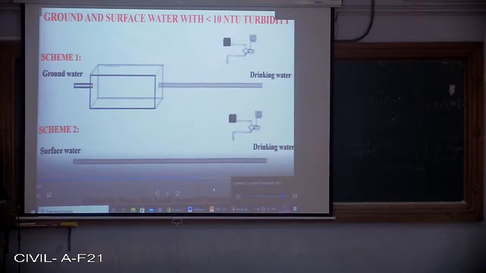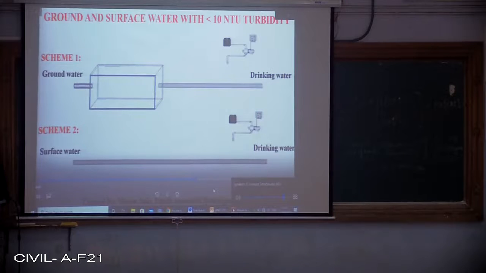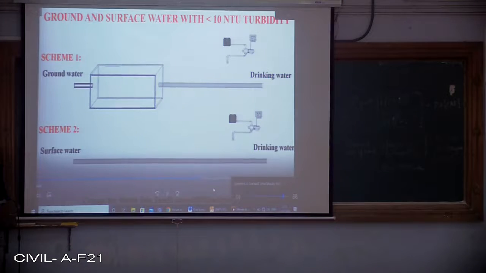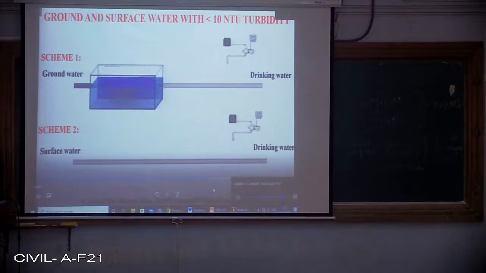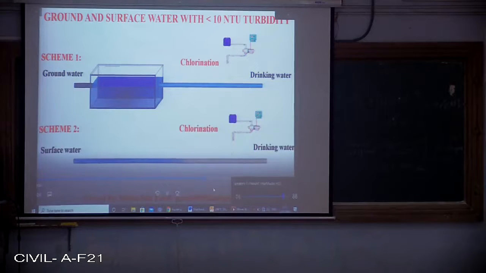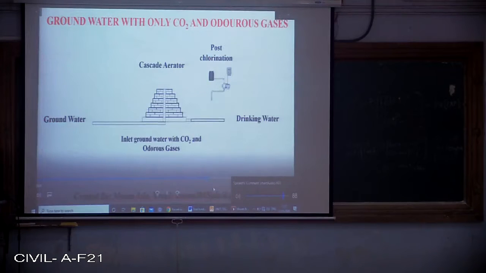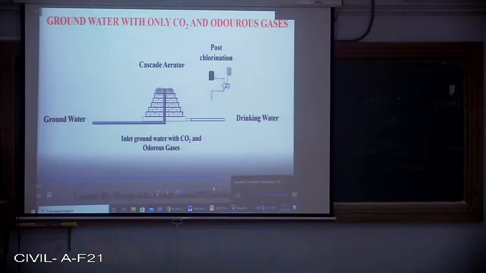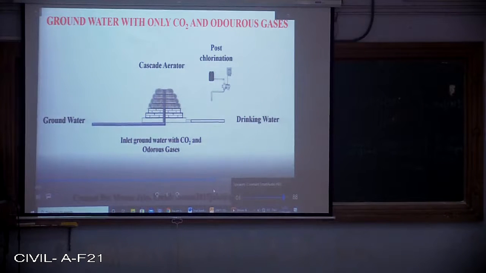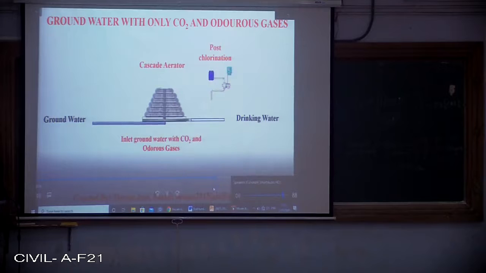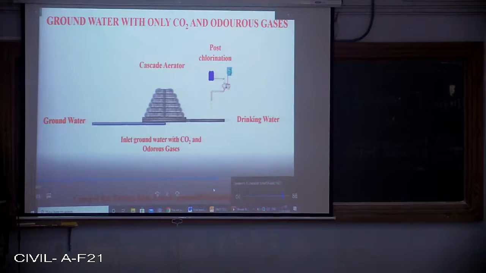Thus, this is our first case, where groundwater and surface water with storage are well protected. Here, the water has turbidity below 10 NTU and is free from odor and color. Then we can implement only plain disinfection by chlorination before supply, as shown in schemes 1 and 2. In another case, where groundwater contains only dissolved carbon dioxide and odorous gases, then aeration by either a cascade aerator or any other aeration device, followed by disinfection for removal of microbial contamination, is sufficient for getting drinking water.